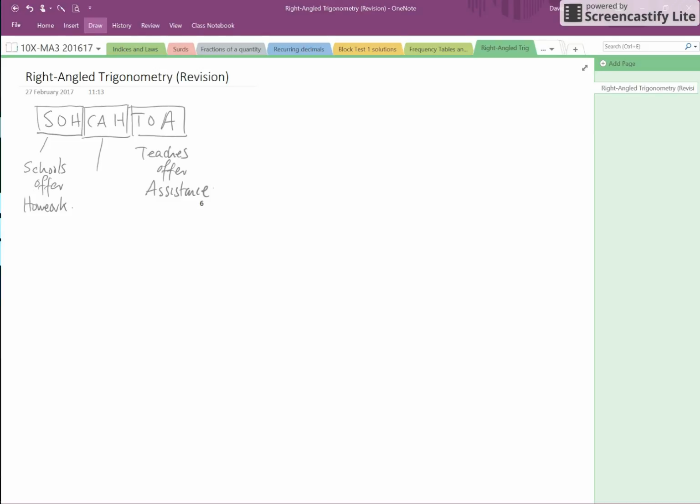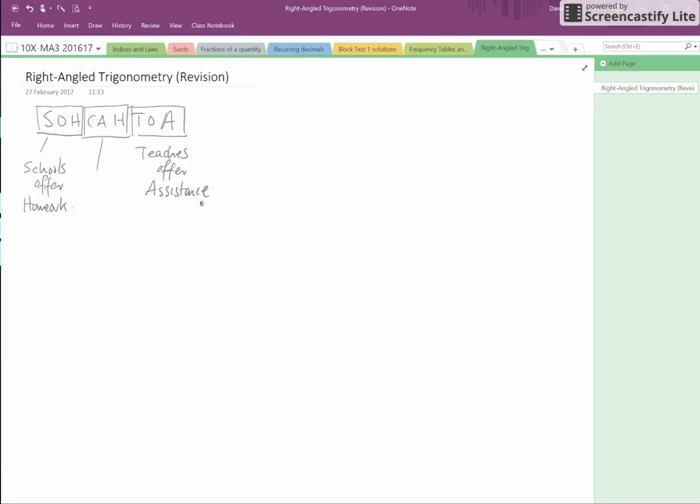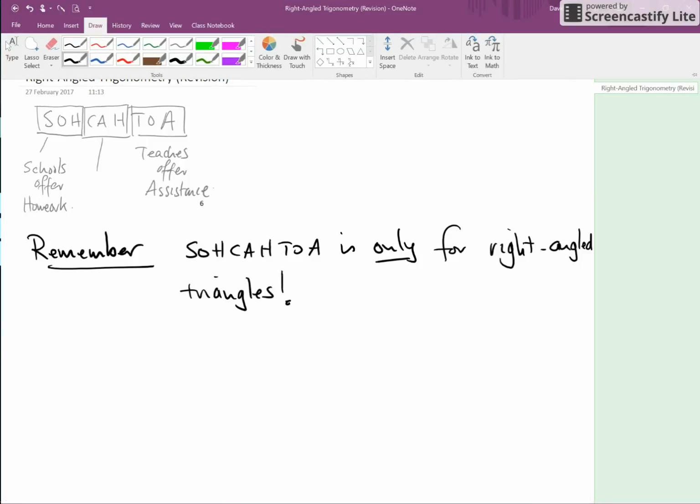Okay, so first of all, SOHCAHTOA only works for right-angled triangles. You must remember that. If it is a non-right-angled triangle, then you have to use the sine and the cosine rule. So remember, SOHCAHTOA is only for right-angled triangles. Don't forget that, please.